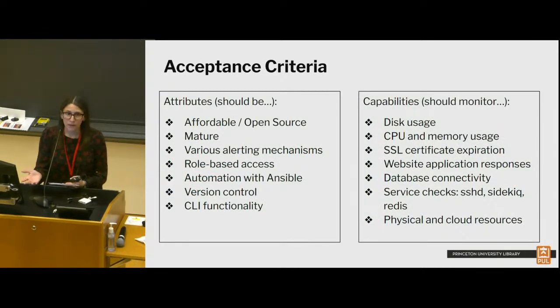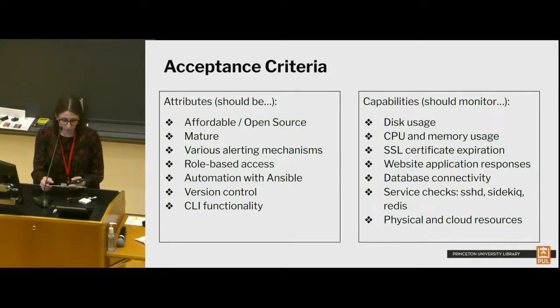And so again, the operations team collaborated with the developer teams to figure out what monitoring means for our IT team and our infrastructure. We came up with acceptance criteria for what we wanted our solution to be, or the attributes, and what we wanted the platform to be able to do for us, or the capabilities. And these were some highlights. So for attributes, we wanted a mature, well-documented, affordable, open source system, among the other attributes listed here.